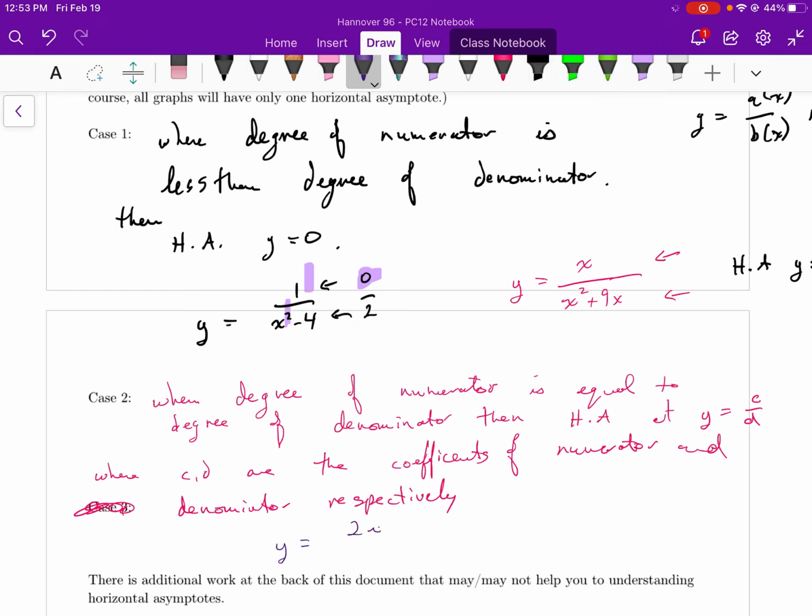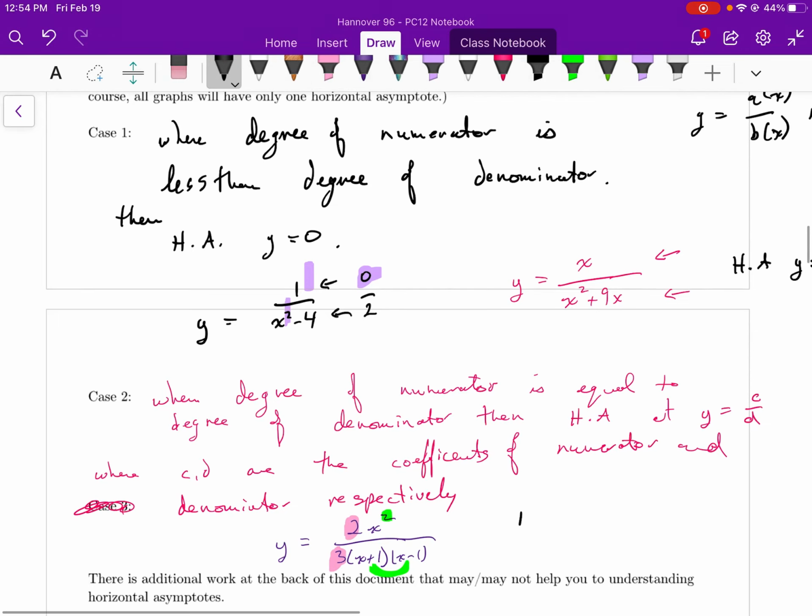For instance, y is equal to 2x squared over (3x plus 1)(x minus 1). The degree of the top is 2. The degree of the bottom is 2, because when you multiply these factors together, you'll get x squared. So the degrees are equal. Then we simply look at the coefficients in front of the numerator and denominator respectively. So here we have a horizontal asymptote of y is equal to 2 over 3.